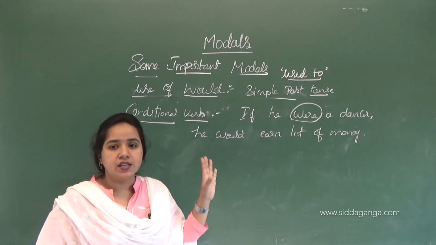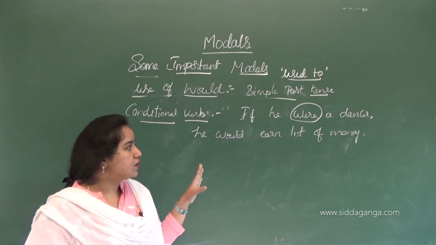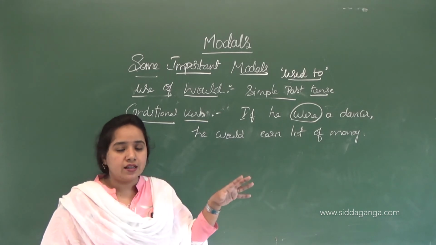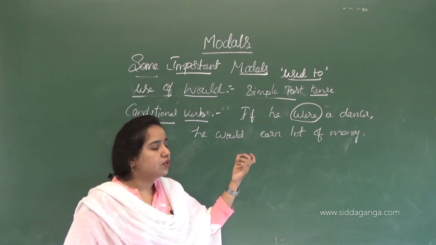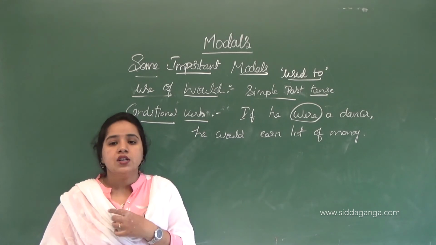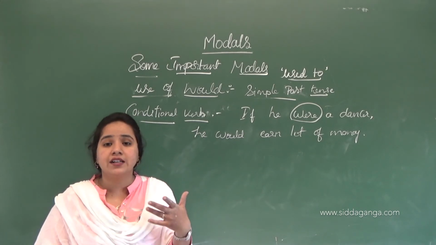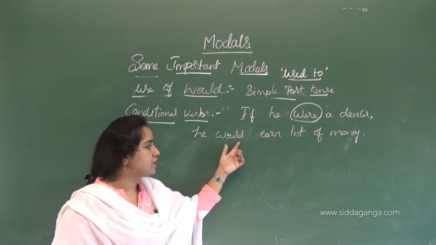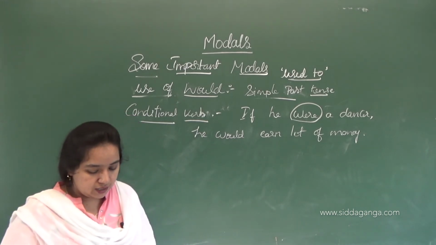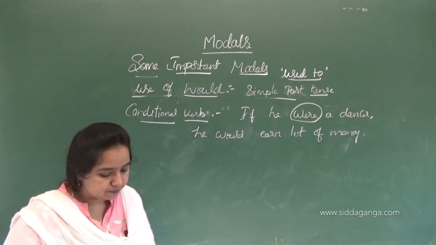So here there are two sentences. Okay. So what are the two sentences here? If he were a dancer is one sentence, and the next sentence is he would earn a lot of money. Okay. So it expresses the conditional verb. So when the verbs are conditional, in that case we use this would. Okay. So then let's see about the past habit.